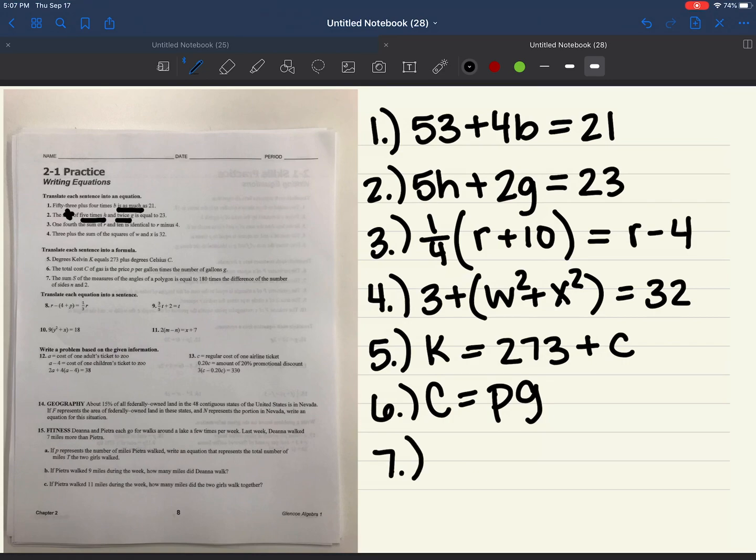Okay, last one on this one would be number 7. The sum S tells you to start with the letter S. The measures of the angle of a polygon is equal to 180 times the difference. So again, when we see that 180 times the difference, we should be subtracting something in parentheses. So the difference of the number of sides n and 2 just means you're going to take n and subtract 2 from it.